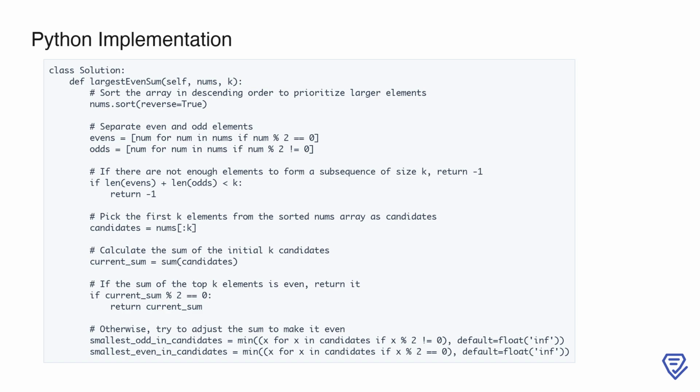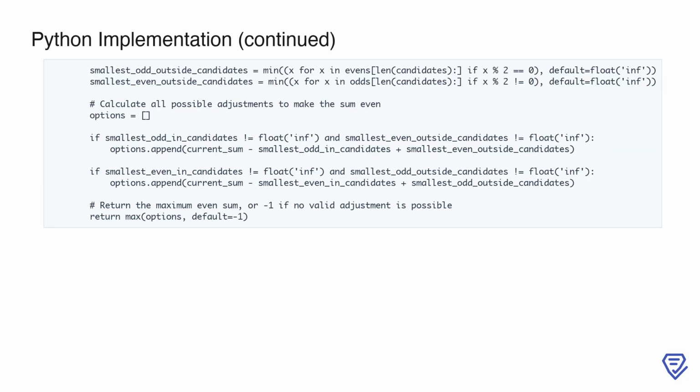However, if the sum is odd, we need to adjust it to make it even by swapping elements inside and outside the candidates list. To adjust the sum, we need to identify the smallest odd number within the candidates and the smallest even number outside the candidates. Similarly, we find the smallest even number in the candidates and the smallest odd number outside the candidates.